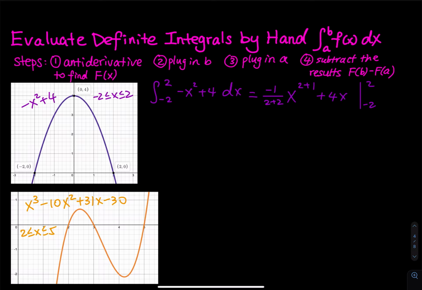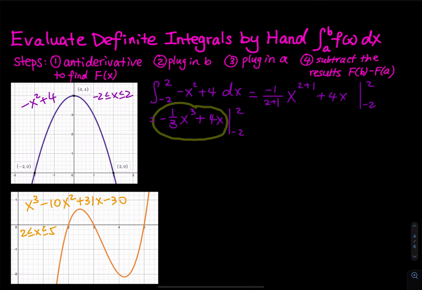So let's clean up the 2 plus 1. Why do I do 2 plus 1? Take a look. You have a 2 plus 1, and in the denominator, you have the same thing. And the antiderivative of 4 is equal to 4x. So let's clean that up. You have negative 1 over 3 times x to the third power, plus 4x, such that x goes from negative 2 to 2.